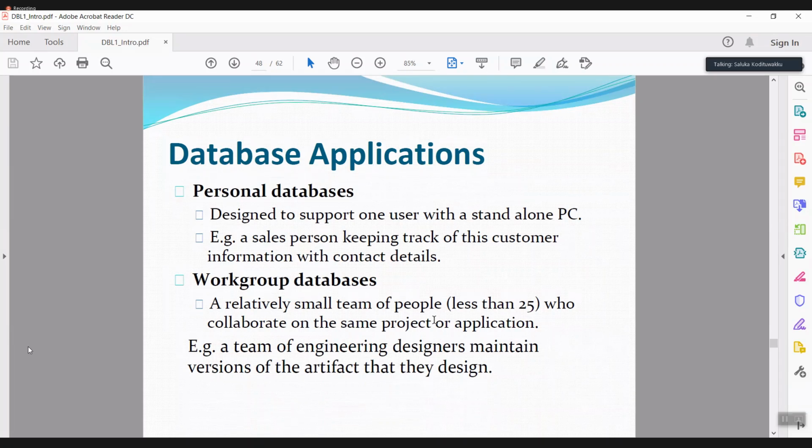That is relatively small, created not for personal usage, but for a smaller group of people, a smaller team, and generally we assume fewer than 25. For example, you create a WhatsApp group. We create a WhatsApp group including fewer than 25 members.